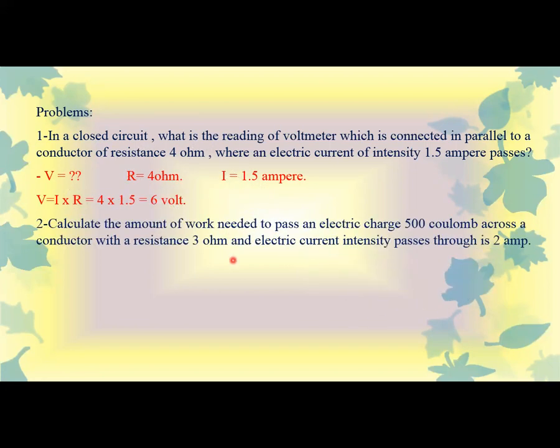Calculate the amount of work needed to pass electric charge 500 coulomb. W, and here I write the question mark next to it, this is what I want. Q equals 500 coulomb across a conductor. What is its resistance? 3 ohm, so R equals 3.